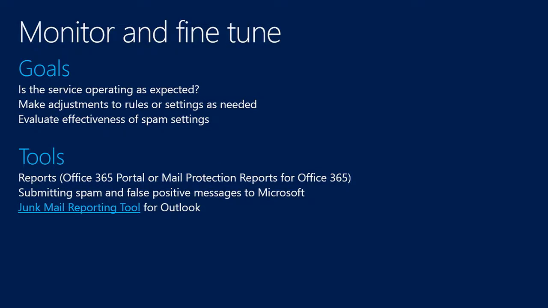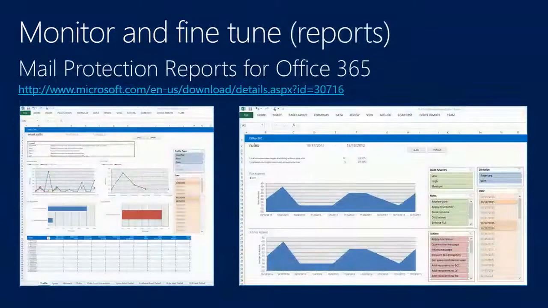As for tools that we can use, when we're talking about reports, there's two places of looking at reports for the service, through the web portal, or in the same spot in the web portal, on the right-hand side, there's a link that says Mail Protection Reports for Excel. And this is a download you can use with Excel 2013 that will allow you to view your reports within Excel. This has a lot of benefits with it. This is one of the views of using the Excel sheets. So they're a lot more colorful.